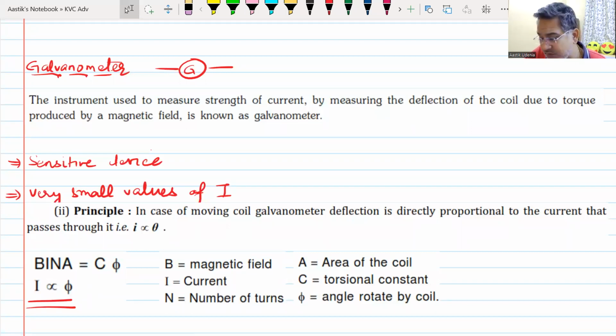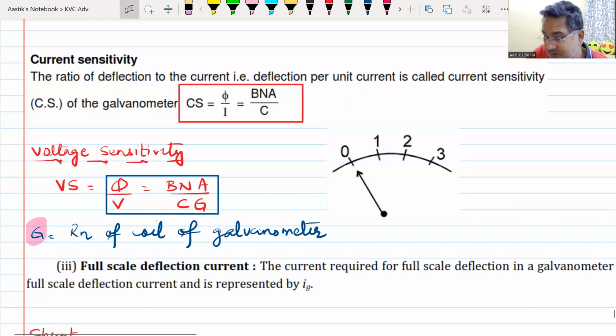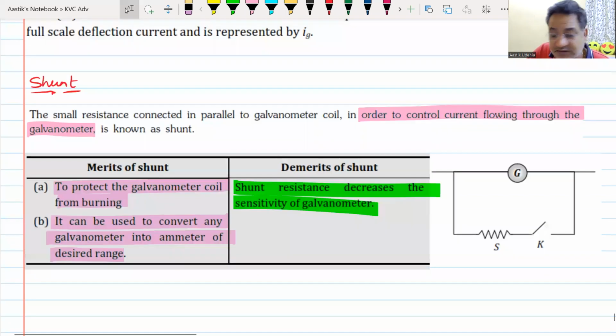A galvanometer is a very sensitive device which works on the principle that a current carrying coil, if placed in a magnetic field, will experience a torque, and that torque or deflection will be directly proportional to the current. NBIA is equal to Cφ. There are then terms you must understand: current sensitivity, voltage sensitivity, and full scale current. We had also seen what a shunt is. Any resistance which is connected in parallel with the galvanometer is known as a shunt.